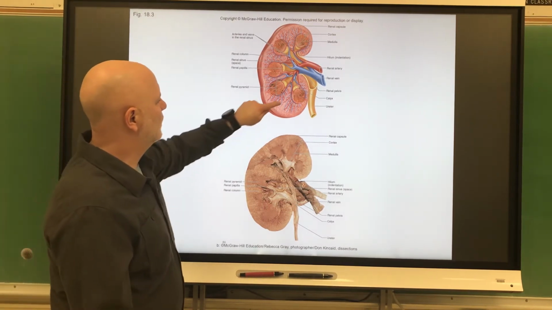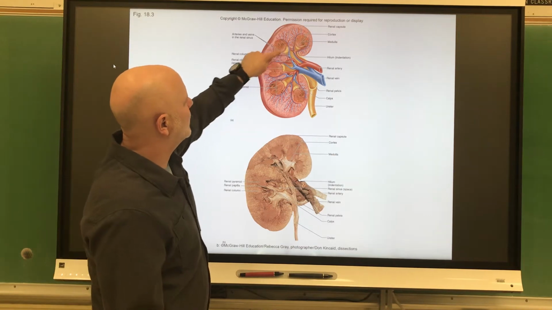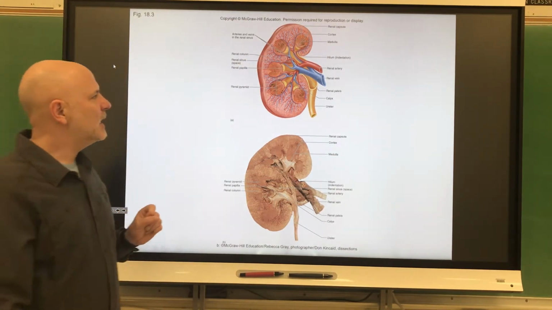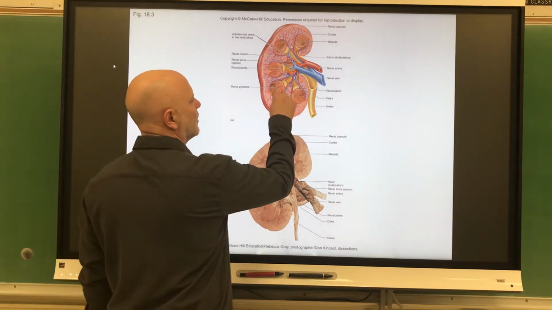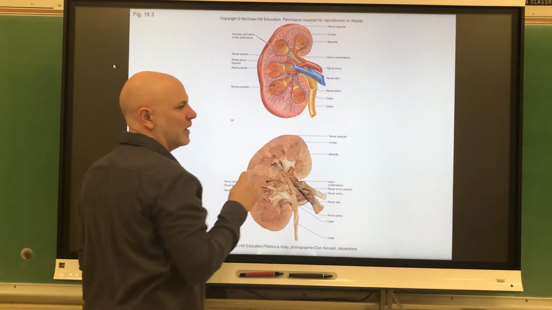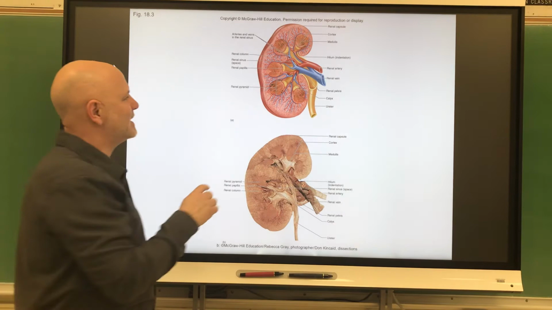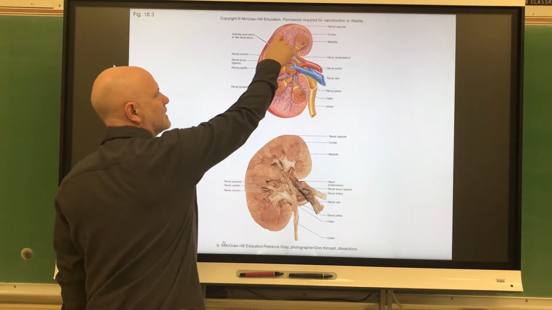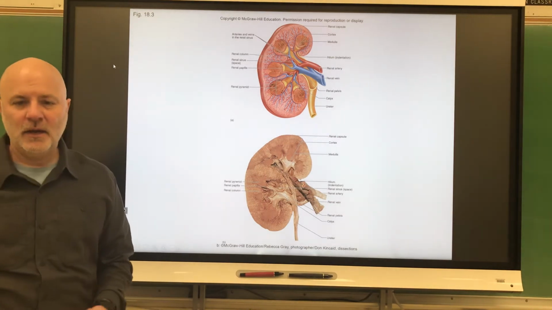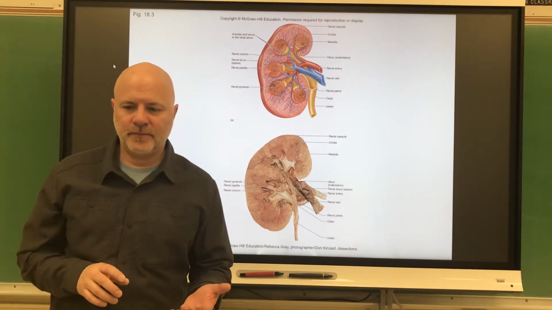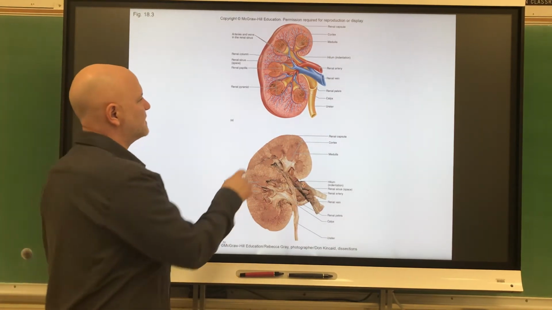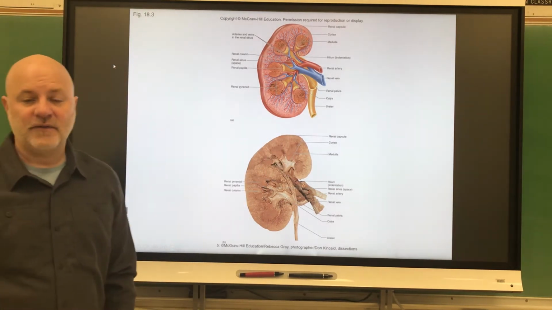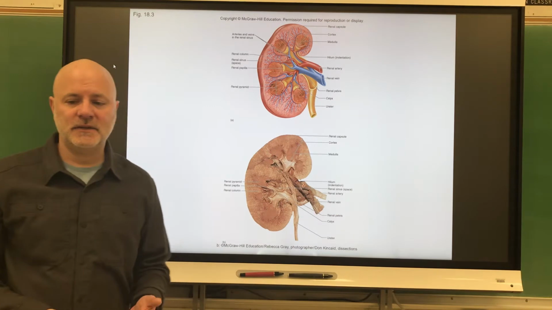Next is the renal medulla. This area right here is the renal medulla. That is the inner portion of the kidneys, and it contains these structures known as renal pyramids. Each one of these is a renal pyramid. Outside of that is the renal cortex. All this right here is the renal cortex. It does not contain pyramids. Next is the renal capsule, and that's a protective covering. It's a fibrous membrane that surrounds the kidneys.